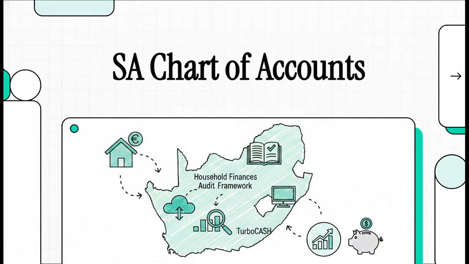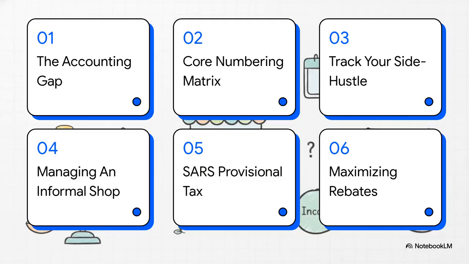Look, we all know the usual financial headaches, the messy spreadsheets, that knot in your stomach during tax season. Well, today we're going to ditch that stress and take complete control of your net worth. Here's our agenda for today's Explainer. We're going to cover Section 1, the accounting gap, Section 2, the core numbering matrix, Section 3, tracking your side hustle, Section 4, managing an informal shop, Section 5, SARS provisional tax, and finally, Section 6, maximizing rebates. Basically, we're taking your annual SARS e-filing from a total guessing game to a really simple data-driven exercise.